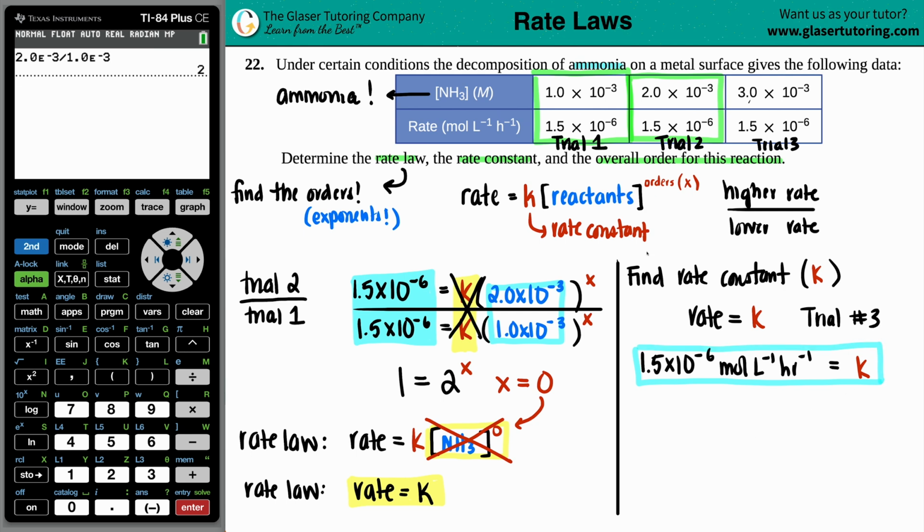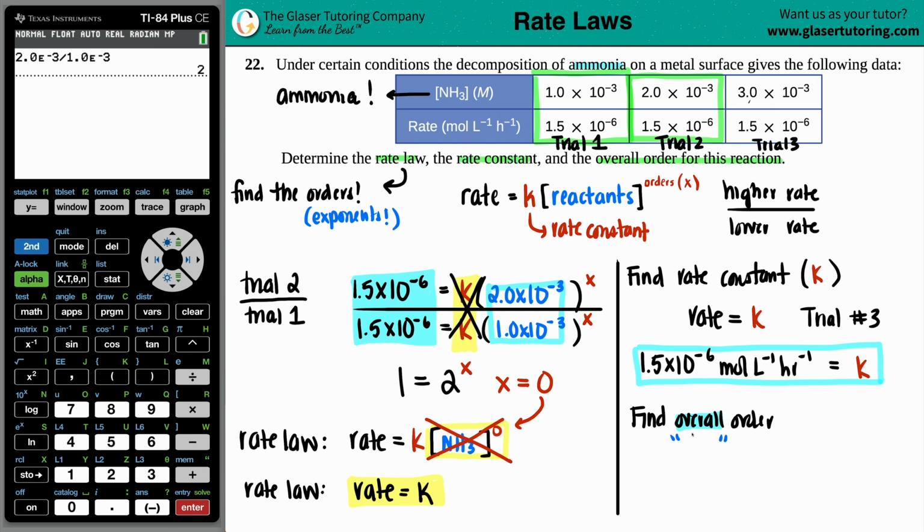The last thing we have to do is find the overall order. Now, overall, not the overalls that you wear. Oh, what was that? I don't know, but we're going to keep going.